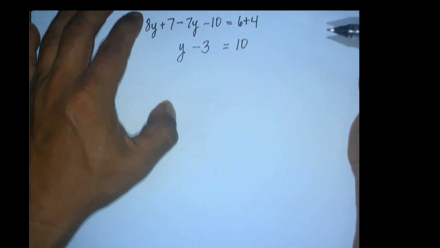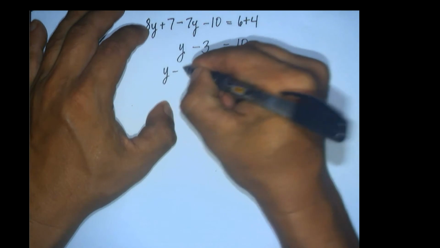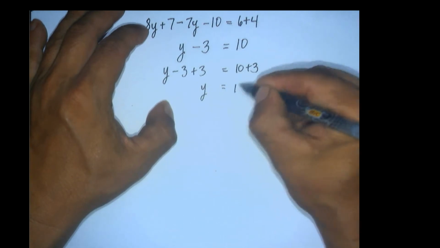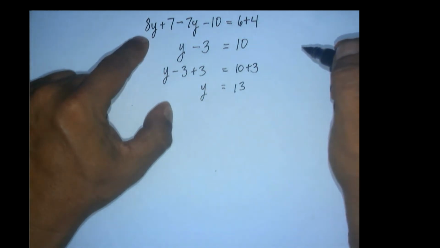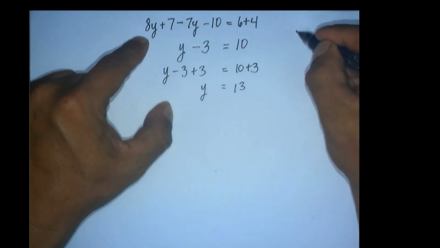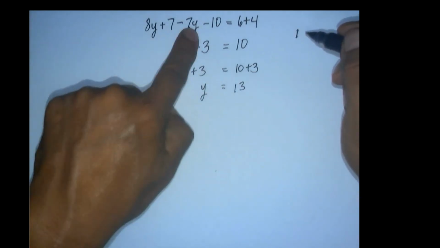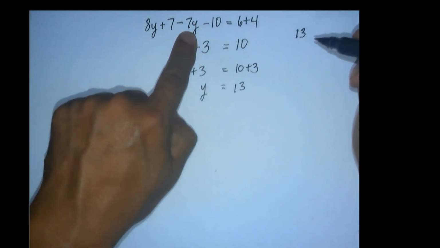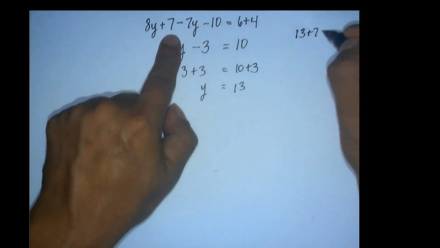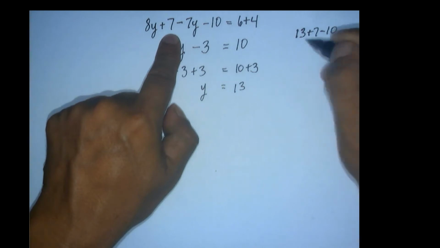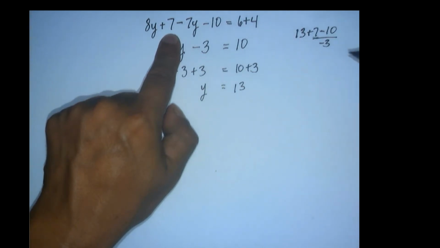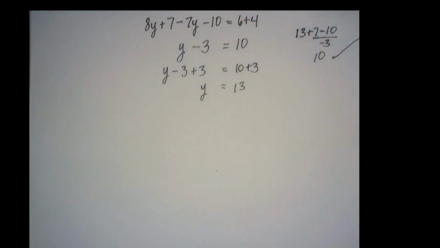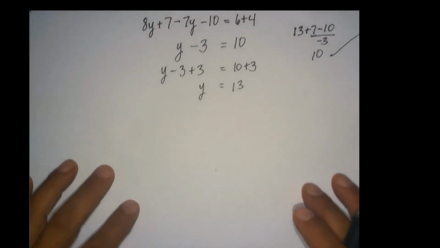So to isolate y, we add 3 to both sides. So we'll have y minus 3 plus 3 is equal to 10 plus 3. And y is equal to 13. So 8 times 13 is 104? If I take 8 13s and take away 7, I'm left with 113, right? Plus 7 minus 10, which would be minus 3. So that'd be 10 on this side and 10 on that side. Checks.